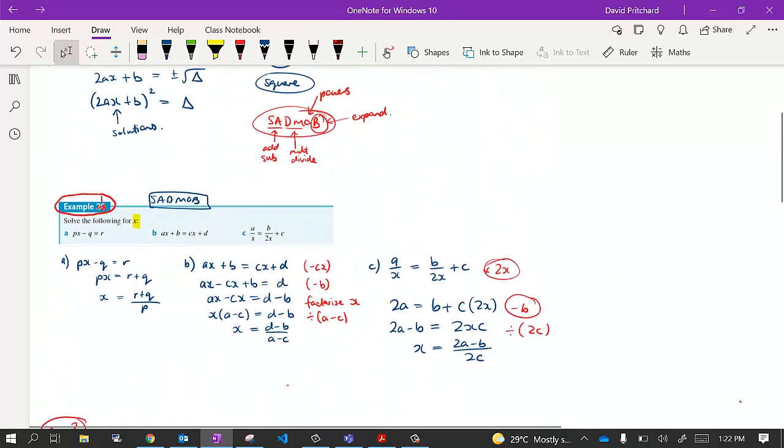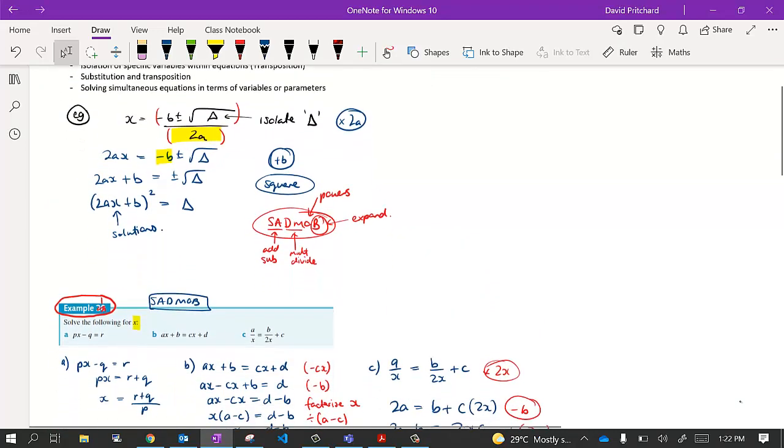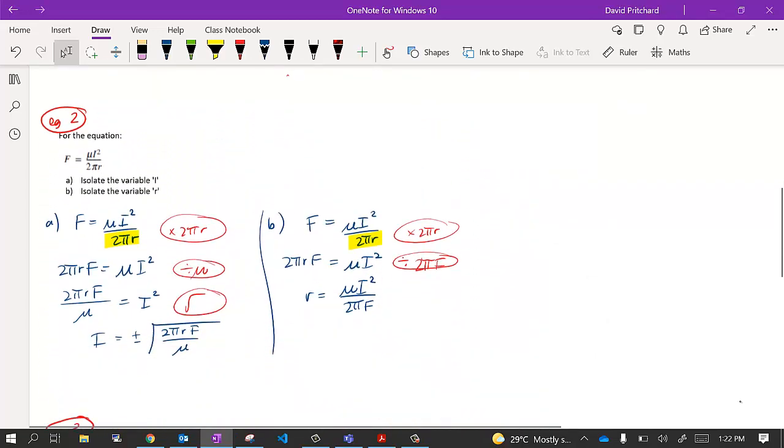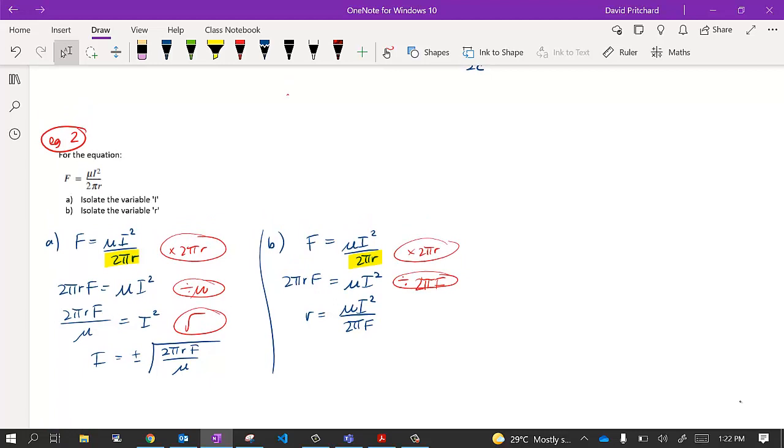The same skill, transposition. The idea is we're always thinking SAD MOB. We're trying to work out what operation we need to perform next. And there's a skill that's really, really going to be important for you through 10, 11, 12.